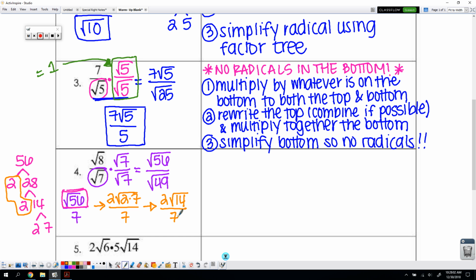all over 7. Now, you might be inclined to say that 14 divides by 7. However, 14 is on the inside and 7 is not on the inside of a radical. So this is your final answer. Okay? So step number 1 is exactly the same as what we just did. So number 1, same as above. Number 2, same as above.